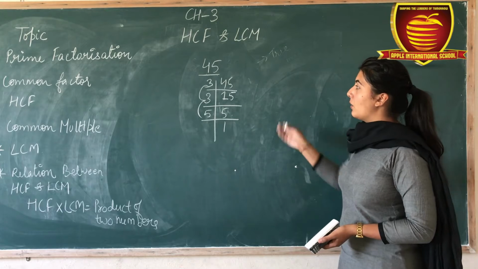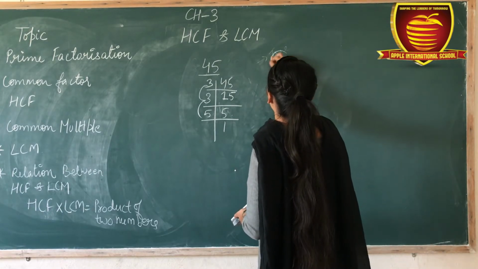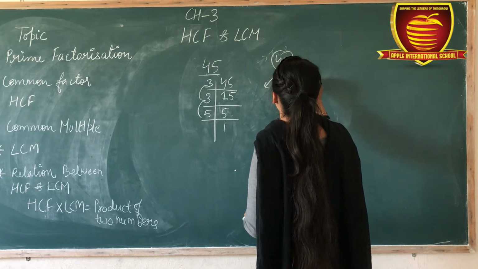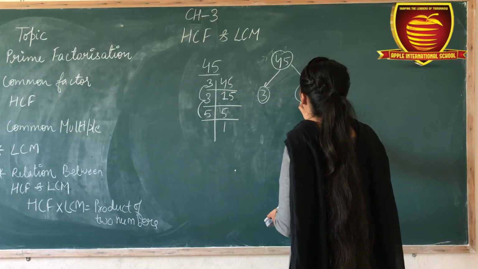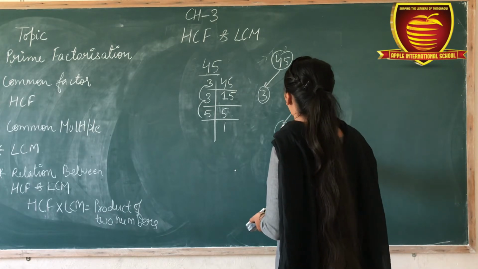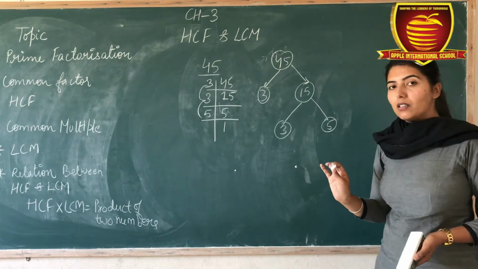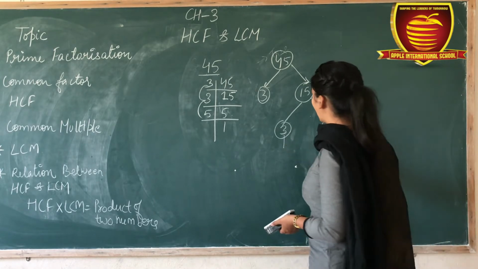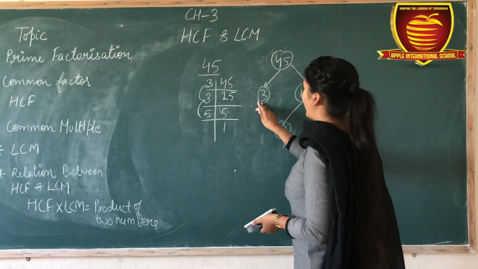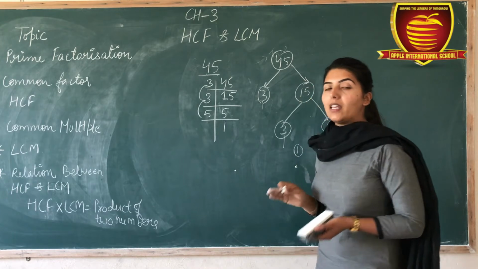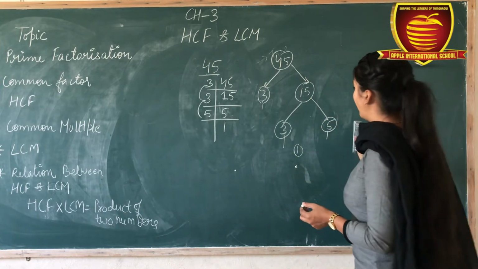If I want to do it by the tree method, then 45 splits into two terms, that is 3 and 15. Further, 15 is split into two terms, that is 3 and 5. Now stop here. Why do we stop here? Because these have only one common factor and further they are not divided by any number. So this is our prime factorization.